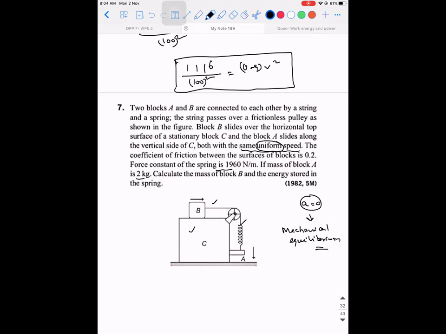Right? Now comes the question. Now, what are we supposed to do? Calculate the mass of the block B and the energy stored in the spring. So first thing, it is a combination of string and spring. So it's a combination of inelastic medium and an elastic medium. Secondly, friction is there. And lastly, you need to calculate the energy stored in the spring. Right. How do we proceed?